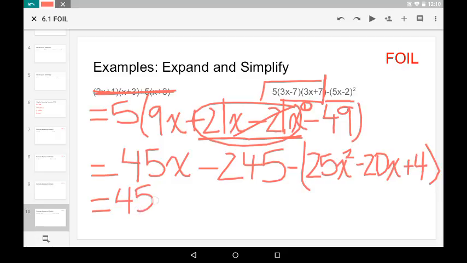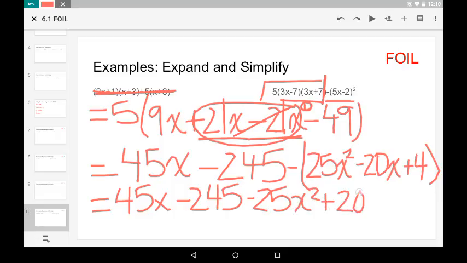So I can't simplify anything outside the brackets for now. So 45x squared minus 245. Then this negative 1 out here is multiplied by each of these terms. So negative 1 will make this negative 25x squared. Negative 1 times negative 20x will be plus 20x. And negative 1 times 4 will be negative 4.